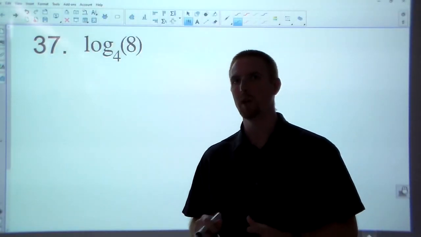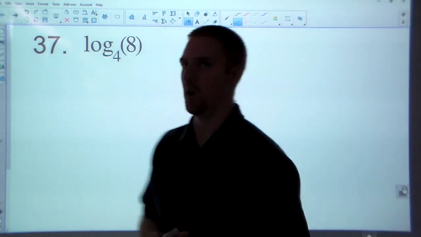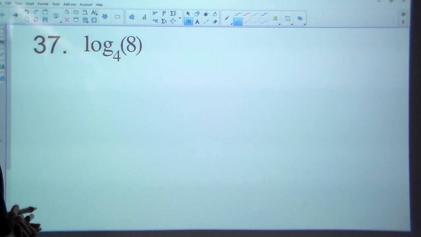These are the most common questions that are asked on section 3.3. So we're practicing our logarithm rules to simplify and rewrite logarithms. So the first up is log base 4 of 8.